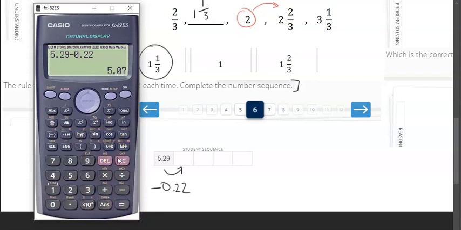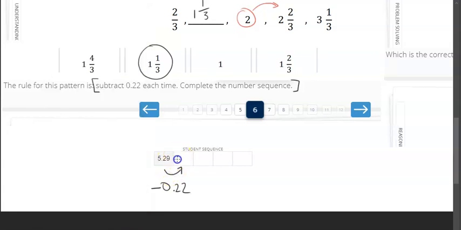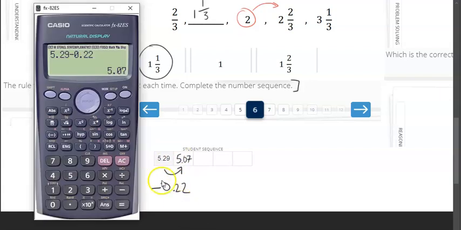Remember to press the SD button, 5.07. Then to get the next term, I don't have to just type in 5.07 again. I can just go subtract 0.22. And I will get 4.85.